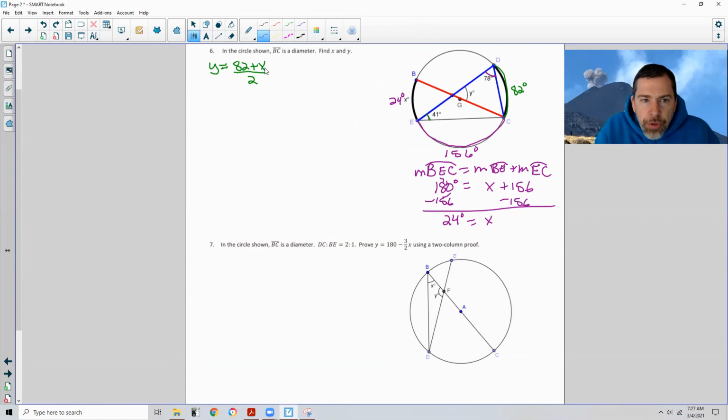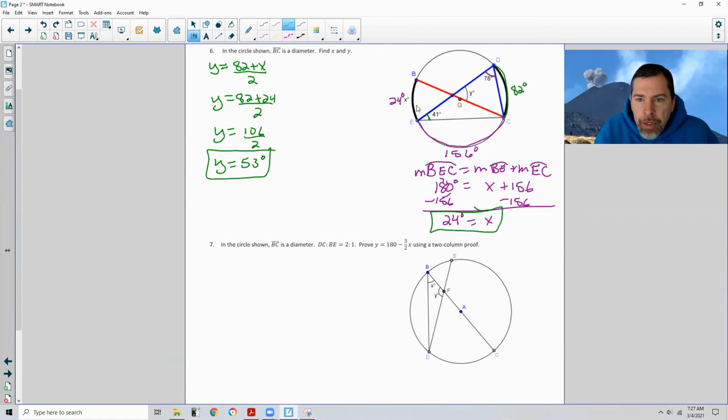So now I can substitute that in here. So now I'm going to write y equals (82 plus 24) divided by 2. y equals 106 divided by 2, and y equals 53 degrees. And there's my x and my y. So this is 53 degrees. Okay, so there we go.